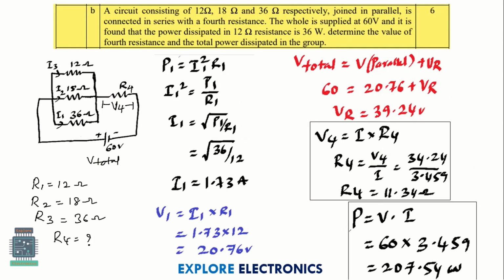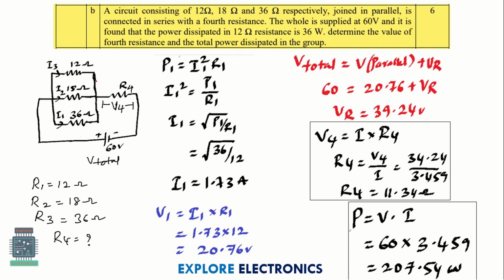Then one more problem: a circuit consisting of 12 ohm, 18 ohm and 36 ohm resistances joined in parallel, and there is one more resistance in series, that is the fourth resistance, and the whole is supplied at 60 volts. That is the total voltage they have given, and they have also given that the power dissipated in the 12 ohm resistance is 36 watts. Then determine the value of the fourth resistance and the total power dissipated. So here you need to write the circuit.